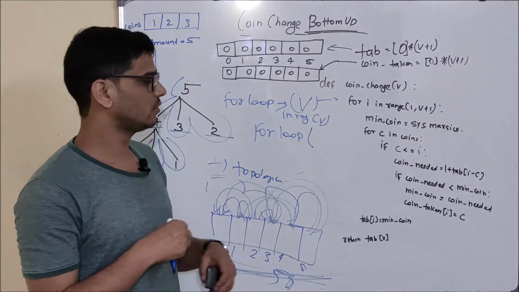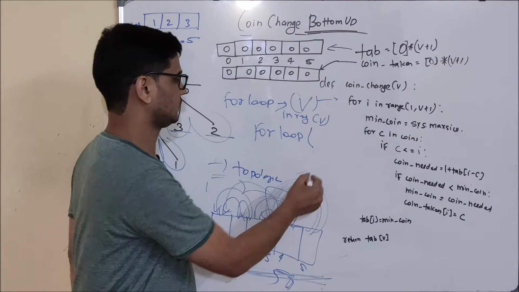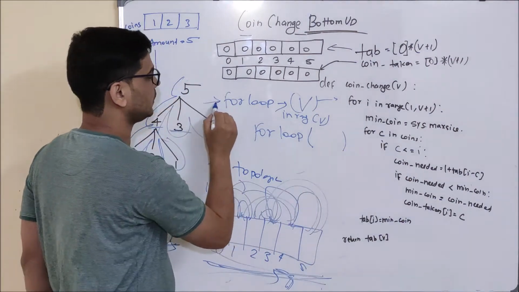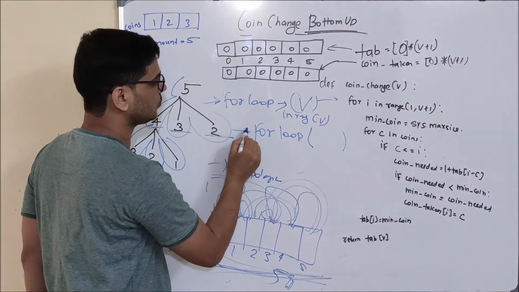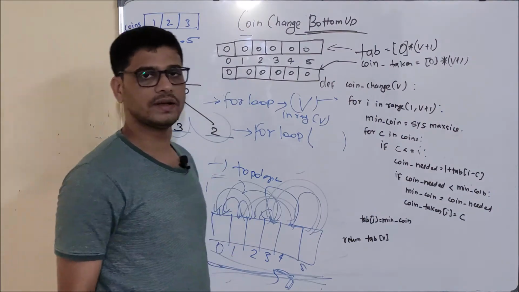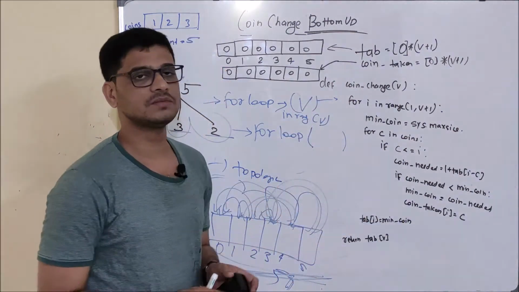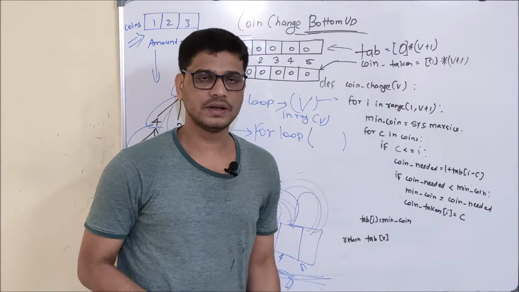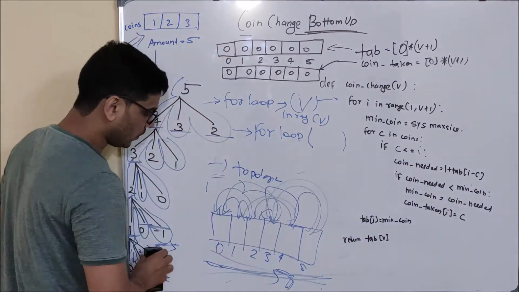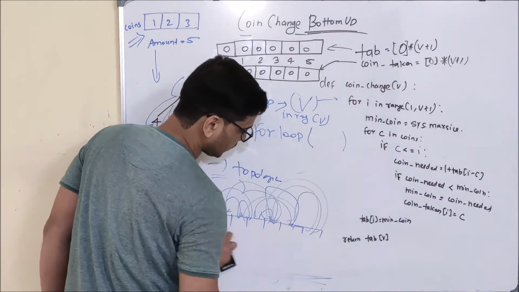That is, we are going to find the minimum coins. So the outer for loop will keep track of the amount and the inner for loop will try all the coins. This is what I am doing in this particular bottom up code. And now what we are going to do? We will do a dry run for this particular code.